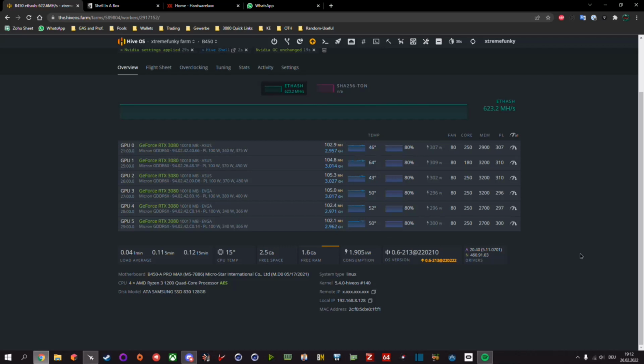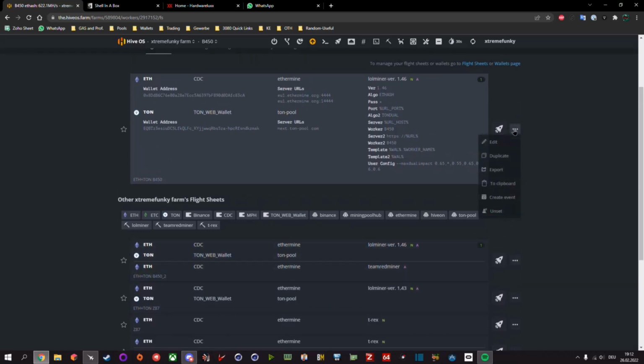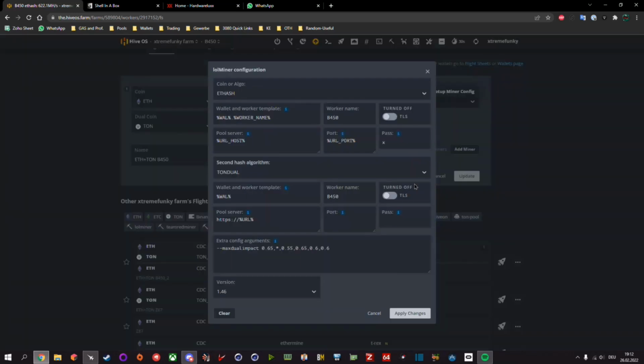Then you will have to add an extra command in your flight sheet. You just want to edit your flight sheet and add this command, max dual impact. The usual figure for stock tuning is 0.5. So if your card is doing, let's say, 2.7 gigahashes in TON, you want to increase the value. If your card is doing over 3 gigahashes, just take it and you are fine. I wouldn't bother at all, but you should try to get to around 3 gigahashes. In order to do that, you increase it.